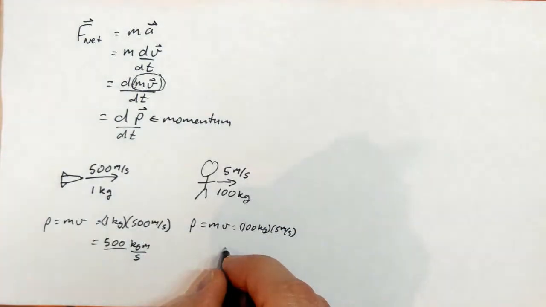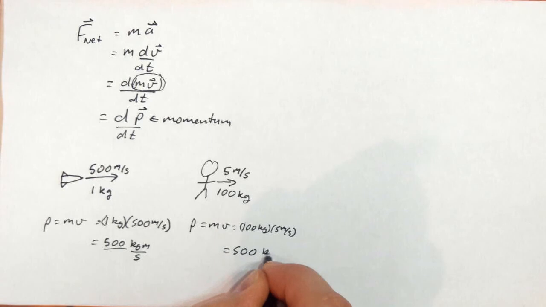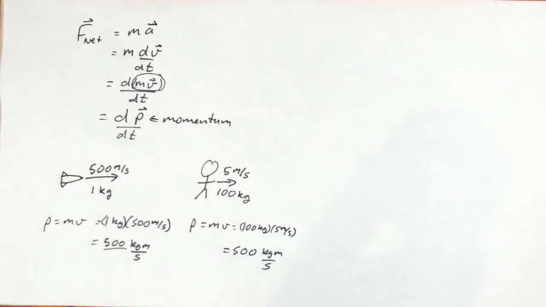And that's going to equal 500 kilogram meters per second. So this small, very fast thing has the same momentum as this large, very slow thing, or slowish thing. And so momentum seems to be, okay, well, what's so great about that?